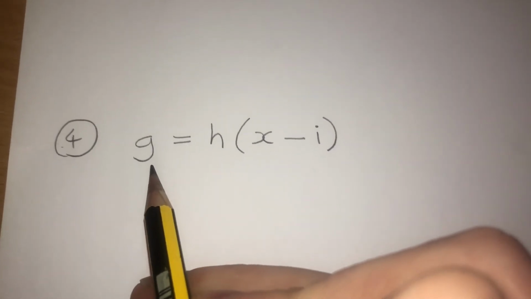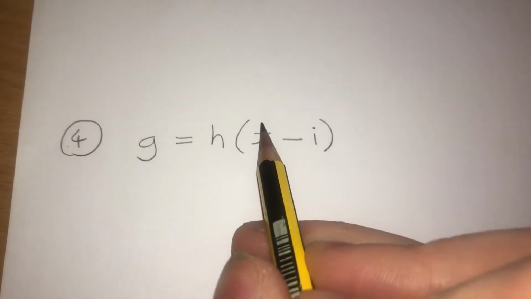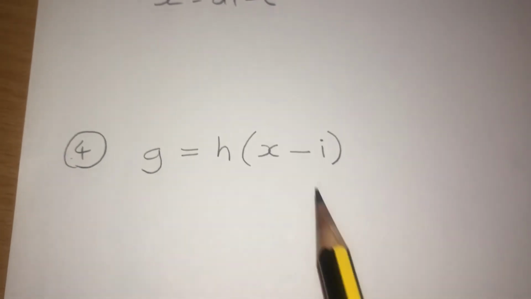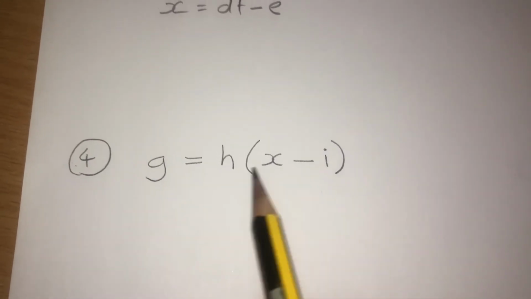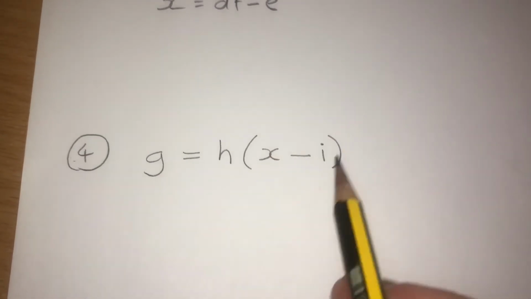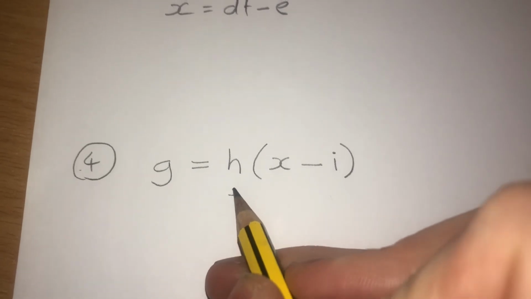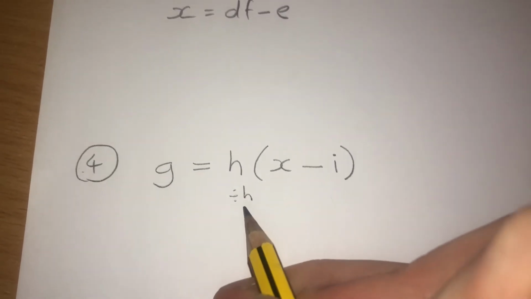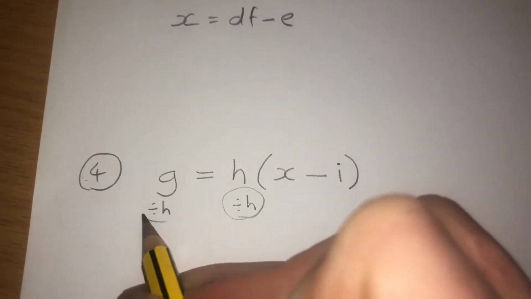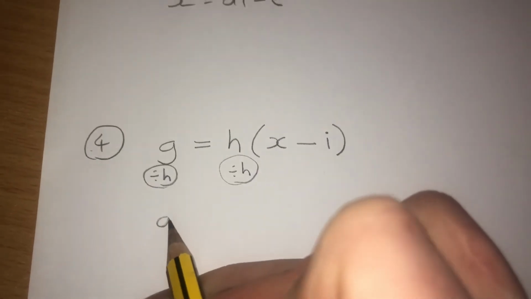But on this occasion, in this example, we have g is equal to h bracket x minus i close bracket. So we have to get rid of the h and the i, but again, working backwards, we're going to get rid of this h first. This h is multiplying with everything that is inside the bracket. So to get rid of the h, I have to divide by h. Okay? But if I divide by h on the right, I have to divide by h on the left. So this is g divided by h, which again, just remember we write as a fraction.